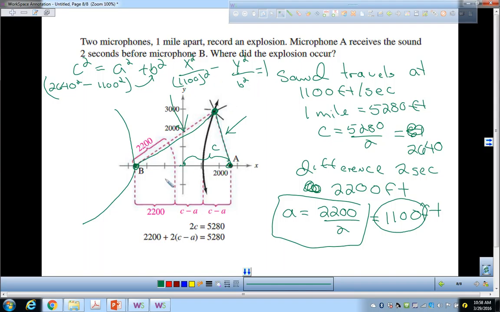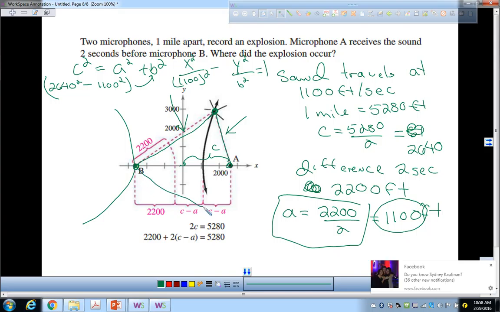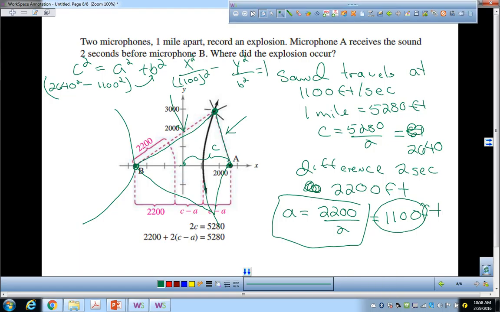It could occur anywhere on this hyperbola, because the difference between this distance from here to here and this distance from here to here, you're going to still get that 2,200 feet is the difference. And A is this. A is going to be this minus this. I'll try to think about the geometry of that a little bit more and talk about it tomorrow.